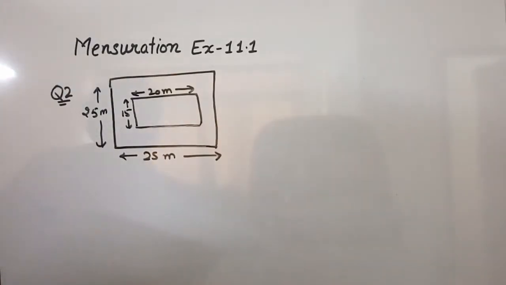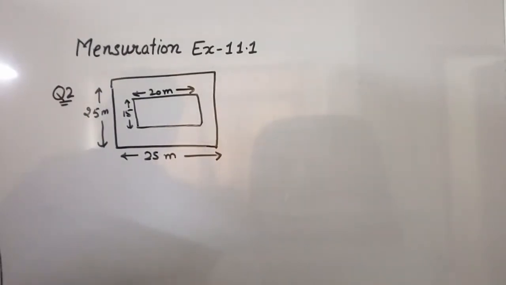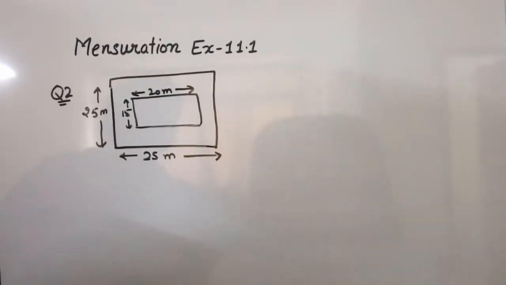Question number 2. Mrs. Kaushik has a square plot with the measurement as shown in the following figure. She wants to construct a house in the middle of the plot. A garden is developed around the house. Find the total cost of developing a garden around the house at the rate of 55 rupees per meter square.